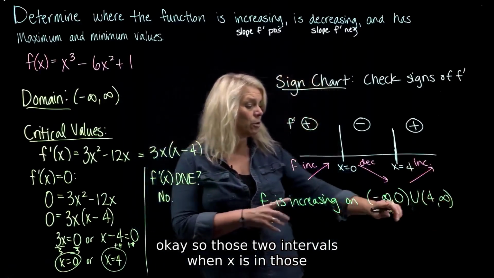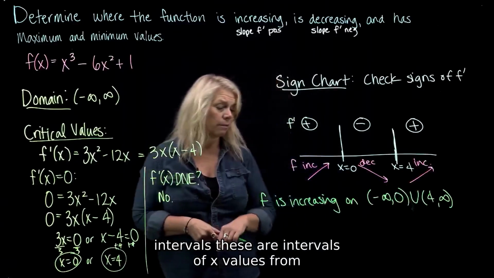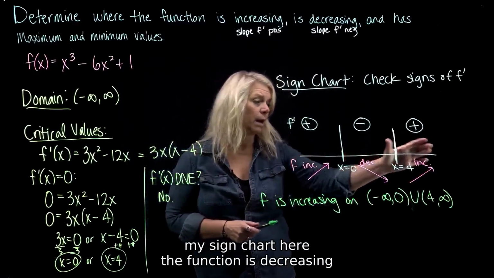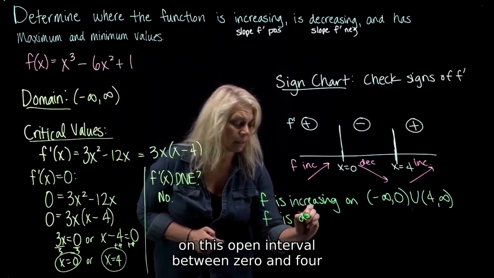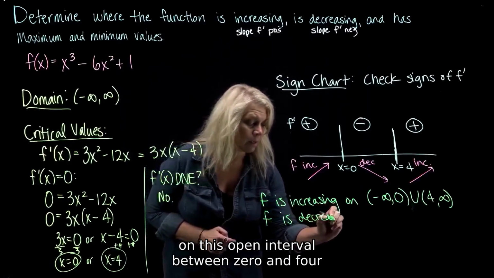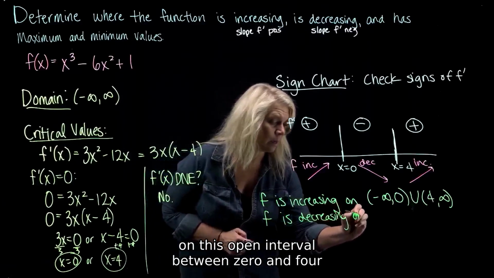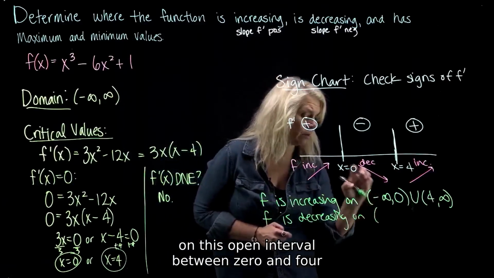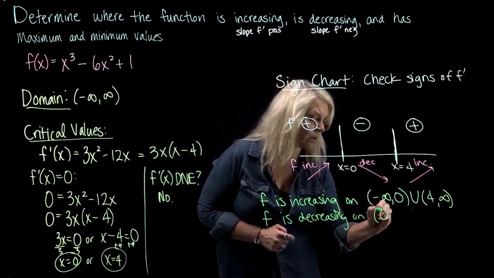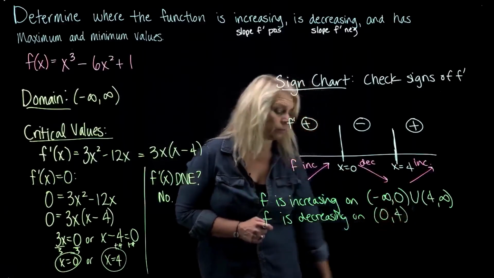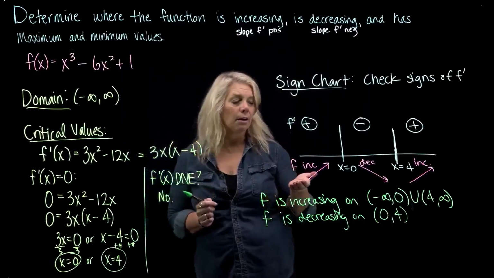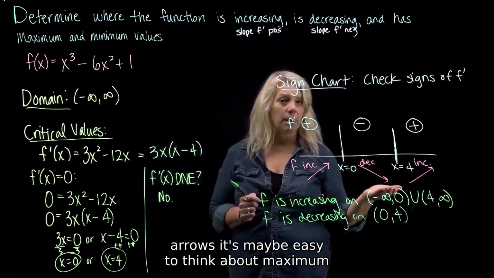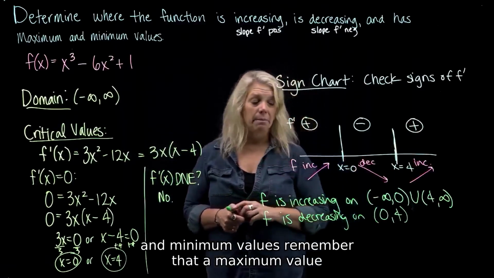OK, so those two intervals, when x is in those intervals, these are intervals of x values from my sign chart here. The function is decreasing on this open interval between 0 and 4. And then, especially if you've drawn these little arrows, it's maybe easy to think about maximum and minimum values.